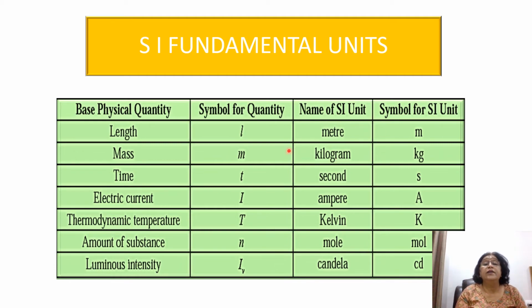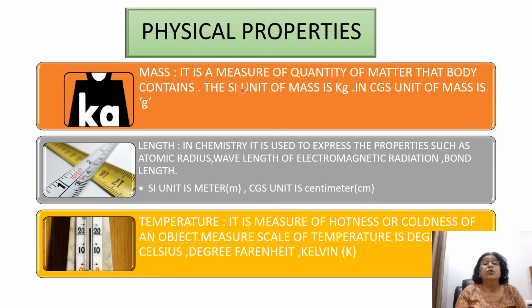So the other quantities will be derived from these physical quantities. What is mass? How do you define mass? Mass is a measure of the quantity of matter that a body contains. The amount of matter that a body contains is called mass. The SI unit of mass is kilograms, and in the CGS system, the unit of mass is grams.